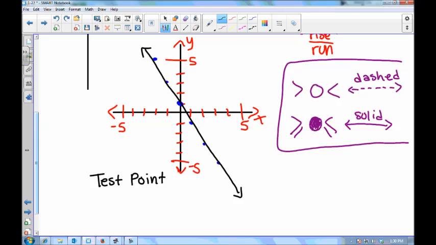0, negative 1. Is this point right here away from the line? Would that work? It is. It's still kind of close, but it would work. Okay, so that's going to be our test point: 0, negative 1.